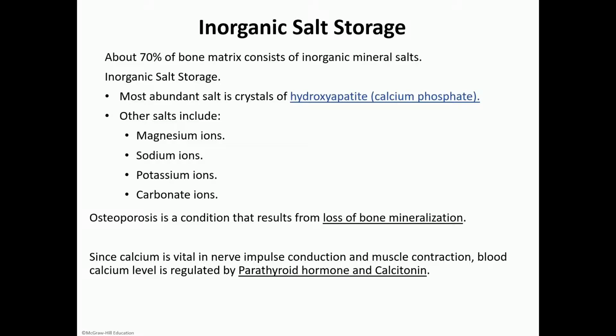What about the storage of inorganic salts? So which inorganic salts do we keep on talking about? Obviously, the most important is calcium. Okay, calcium is deposited or stored in bone in the form of calcium phosphate, also known as hydroxyapatite. Other salts that are stored in our bones are magnesium, sodium, potassium, and carbonate. As we age, we tend to lose some of the bone. So loss of bone mineralization, which are these minerals, is a condition known as osteoporosis.